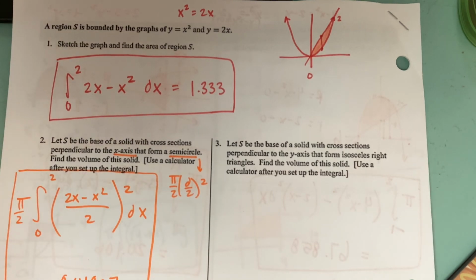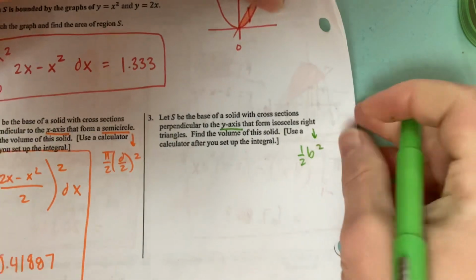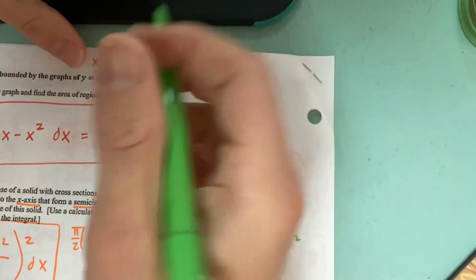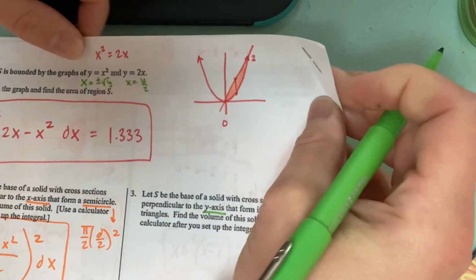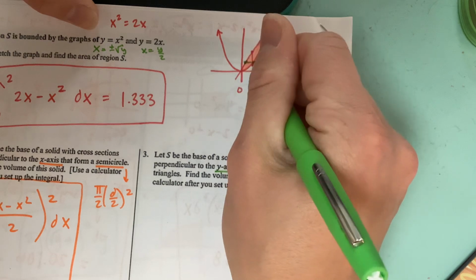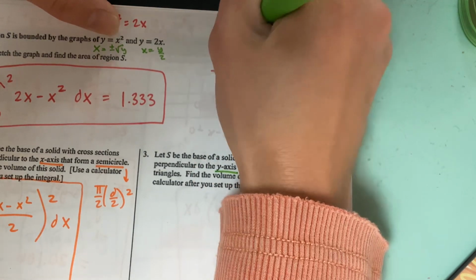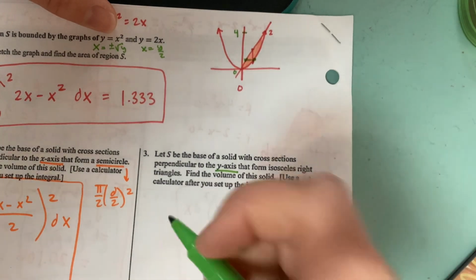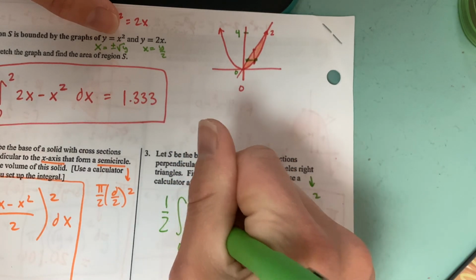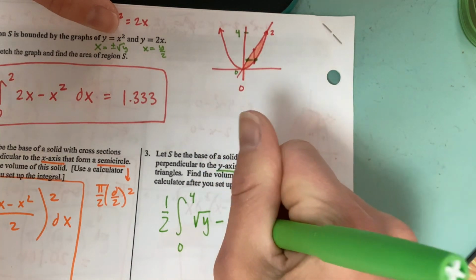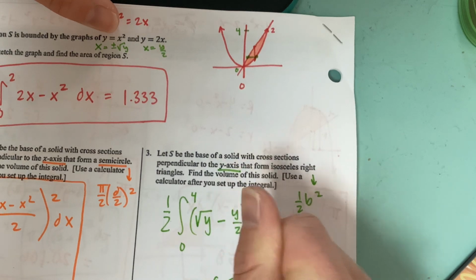Let S be the base of the solid with cross sections perpendicular to the y-axis, and it forms isosceles right triangles, which is 1/2 base squared or 1/2 side squared. So these functions we need to rewrite. This is going to be x equals plus or minus the square root of y, and x equals y divided by 2. We are perpendicular to the y-axis, so my bounds are going to be from 0 still. The 2 up here is going to be 4, because when you plug 2 in, you get 4. So 1/2 in the front, 0 to 4, the right function, which is the square root of y, minus the left function, which is y over 2, all of that being squared, dy, which is 0.2666.